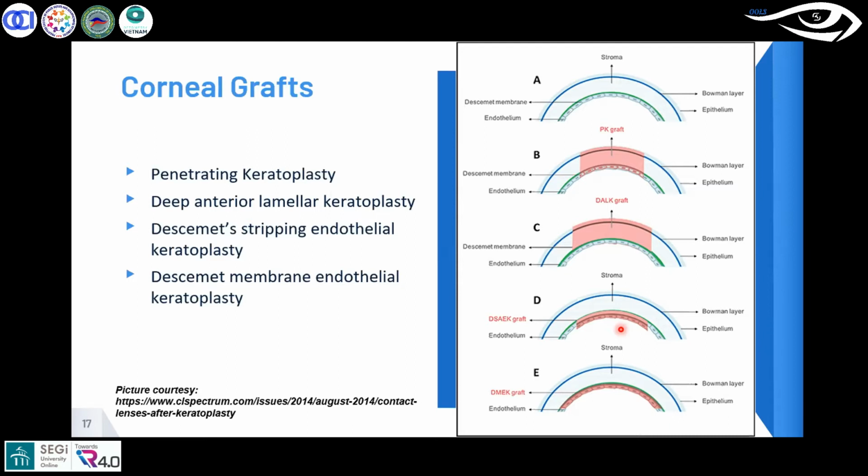So in DSAEK, the graft portion involves three structures: some amount of posterior stroma, the Descemet membrane and the endothelium. But in case of a DMEK, you only have the Descemet membrane and the endothelium present in the donor cornea. So these are the various grafts which could be performed.